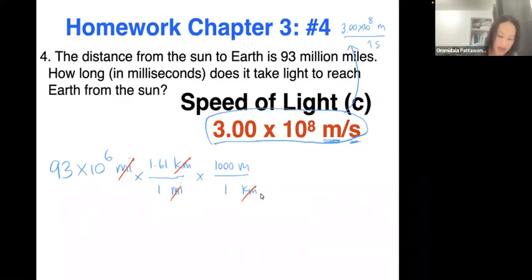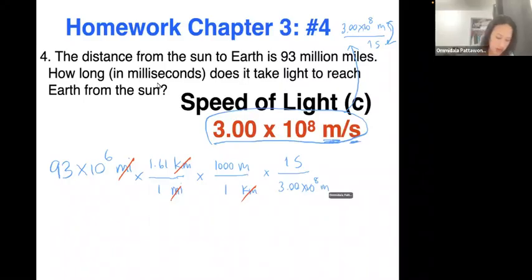In this case, if you plug in 3.00 times 10 to the 8 meter over 1 second, you probably notice that the second is on the bottom. We don't want that, right? We want second to be on top. We want time to be on top because at the end, time needs to be on top, right? That is our final answer. So in this case, you need to flip this. So that means every 1 second is going to require 3.00 times 10 to the 8 meter for light to travel.